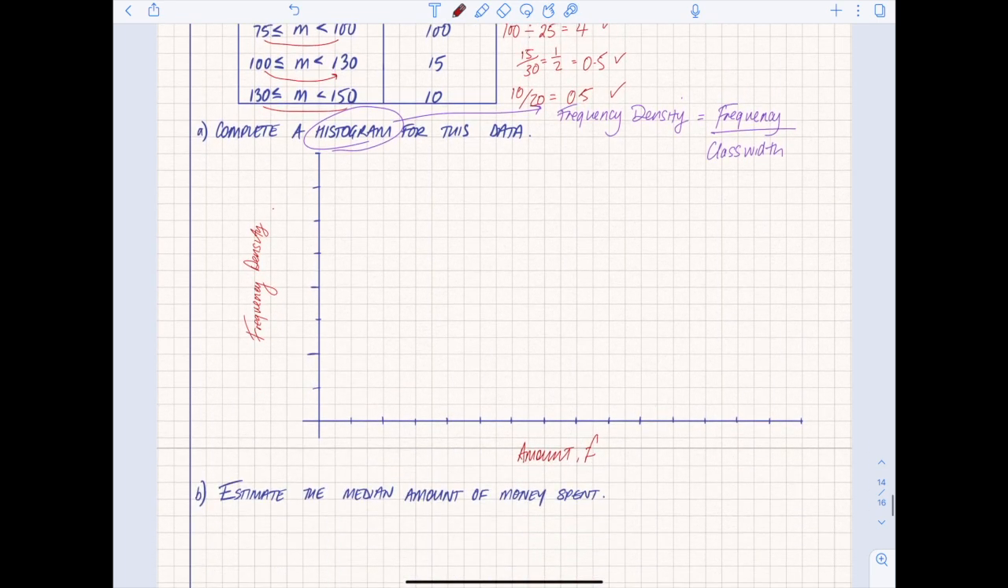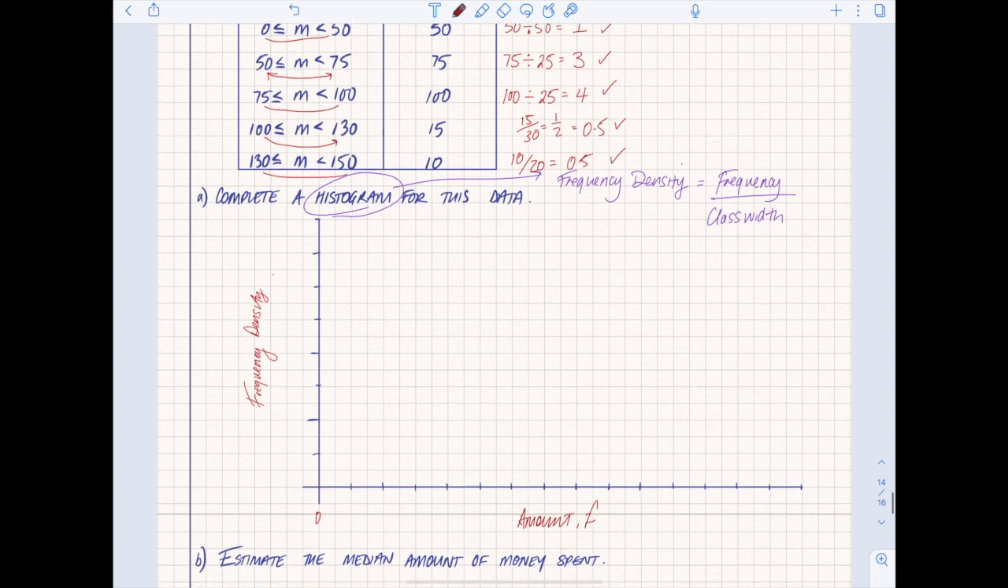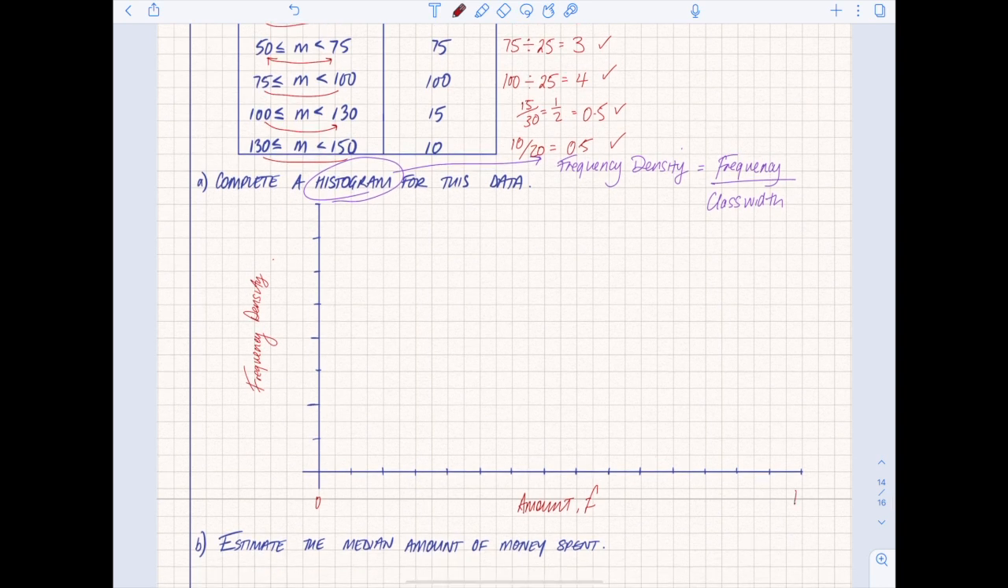Now, looking at this, we're going from 0, so 0 there, we need to go up to 150 as our total value. So I think looking at that, it looks like each one's going to be 10, 30, 40, 50. So you might have to fill in the scale yourself. You might be given the scale. It's depending on what the question will say.